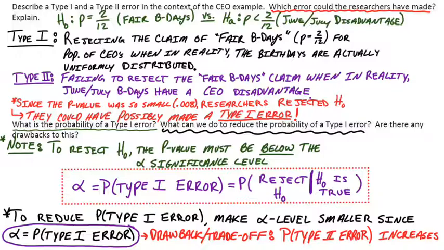All right, so that's everything you need to know about type 1 and type 2 errors for now. Don't forget, a type 2 error means fail to reject. And probably the most important skill is being able to describe what those errors would represent in context, like this example.